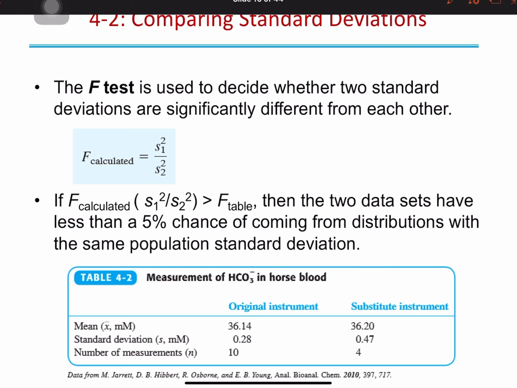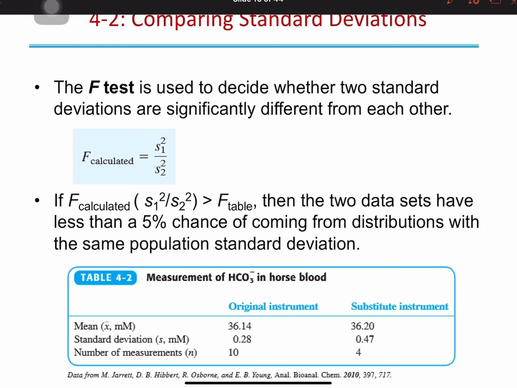So statistics can either run for comparison of the mean value we found for both measurements, or it can be for the standard deviation. So to compare two standard deviations, we usually use what is called the F-test. The F-test is used to decide whether two standard deviations are significantly different from each other. So how to do this?